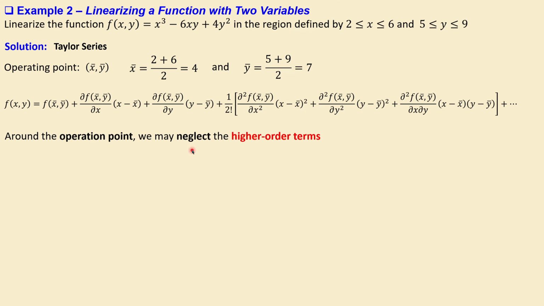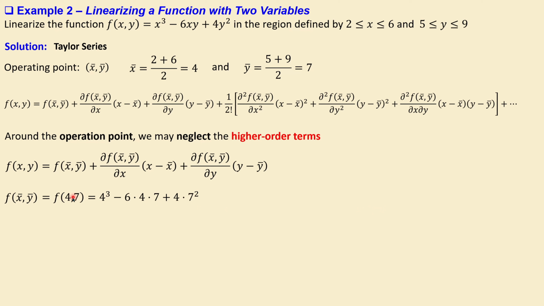Now around that operating point, we may neglect higher order terms, and we have this. Now this is the (4, 7), which is our operating point, so x and y. Let's first calculate this part. So 4 for the x and 7 for the y. You can see this and we get 92, the first part.